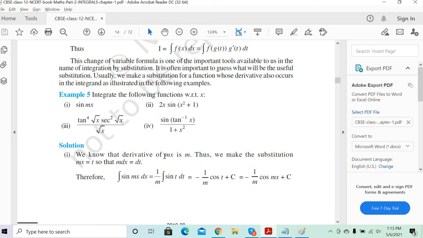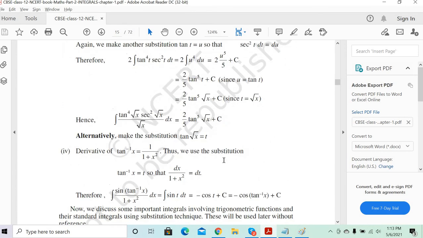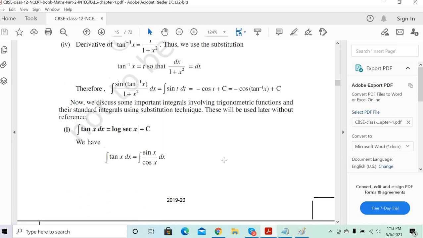So now what's the answer you got? Minus cos tan inverse x plus t. Yeah, correct answer. Excellent. You got it now? Clear? Understood this part? No questions, right? Yeah, clear.